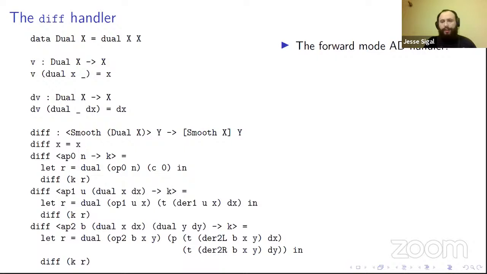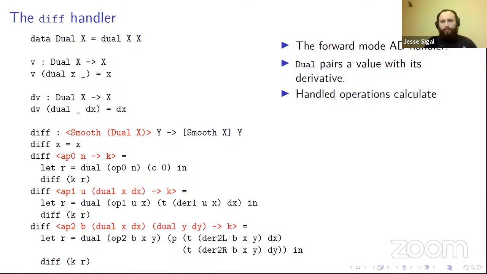Let's look at a slightly more complicated handler, the diff handler, which implements forward mode differentiation. Here, the first thing we do is define a helper data type called dual. And what is dual? Well, dual is a pair of values. The first value is going to be the actual value of the computation which we care about, and the second one is going to be its derivative. What we'll see in the definition of diff is we perform the operation which we care about for the first component, and then we do something equivalent to the chain rule at each step for the second component, which is this compositional incremental computation I was mentioning before.